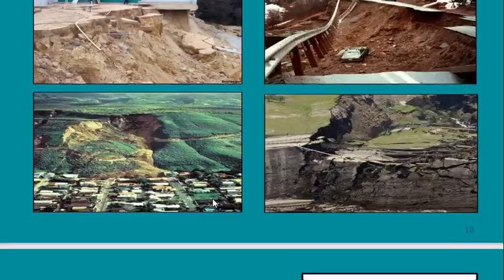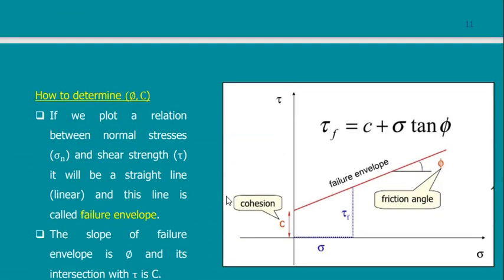This was an example of some kinds of failures that would happen. This is the equation that we just discussed, and we said that this line is the graphical presentation of this equation. So this is the effect of C. First, this is the shearing stress, and this is the normal stress.